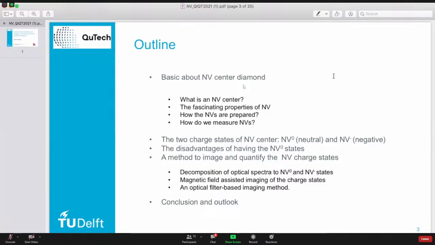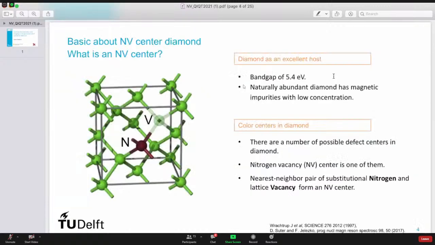Okay, start. So after giving the details about our decomposition protocol, we will go to the conclusion and the outlook from this project, and what more we can do from this. Okay, so first, an introduction about the NV center in diamond.